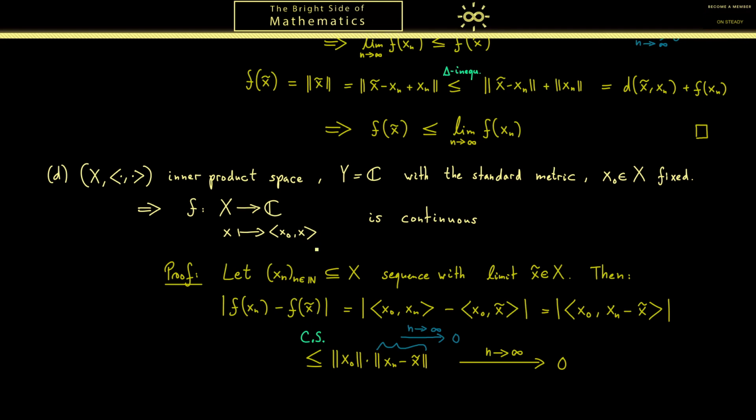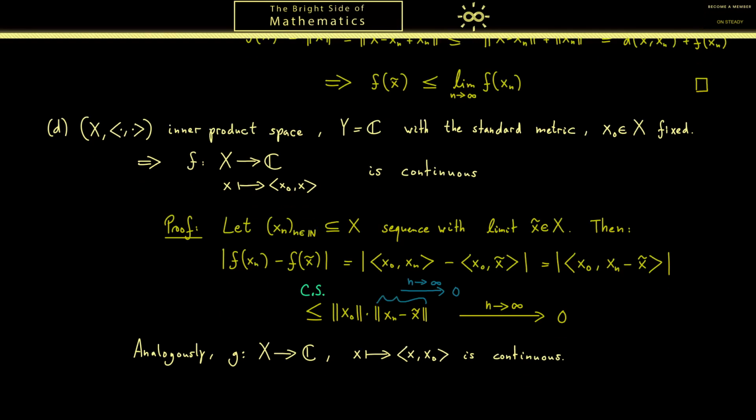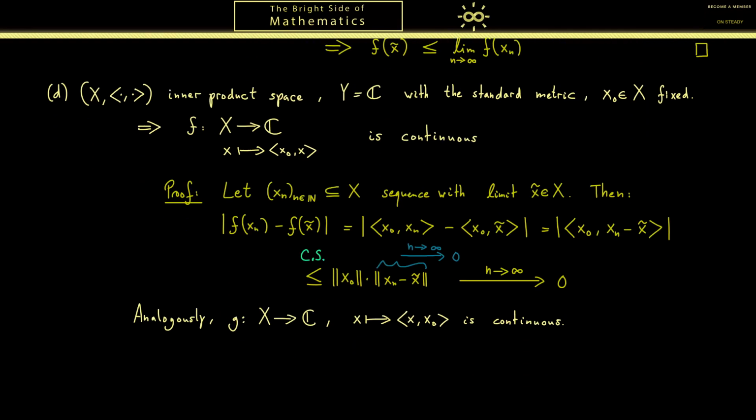Okay, so we have shown that the inner product is a continuous map in the second argument. And by symmetry or using the same argument as here, we can also show that it is a continuous map in the first argument. This is important to know for a lot of proofs we will do in future, and I show you one now.